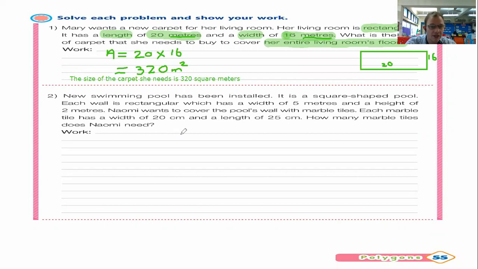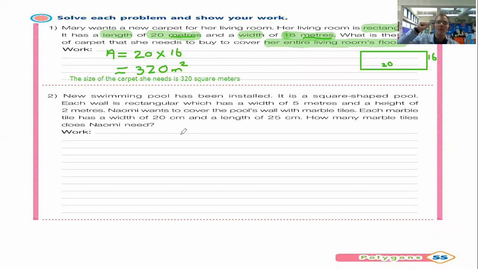Each wall is rectangular, which has a width of 5 meters and a height of 2 meters. Naomi wants to cover the pool's wall with marble tiles. Each marble tile has a width of 20 centimeters and a length of 25 centimeters. How many marble tiles does Naomi need? So here we can see it's a lot of information. Some of it is there to confuse us, and some of it we need.